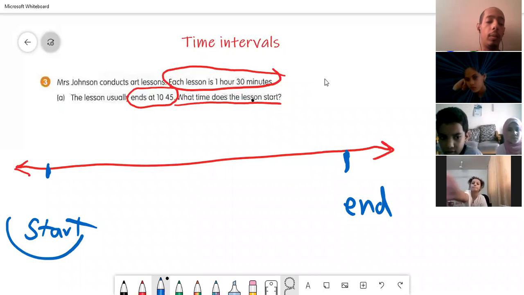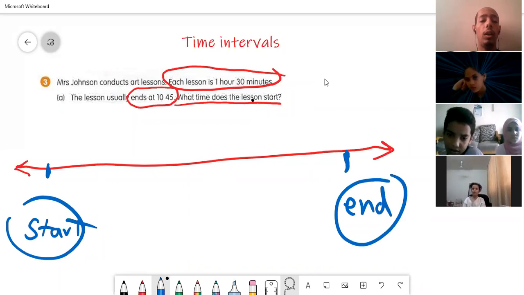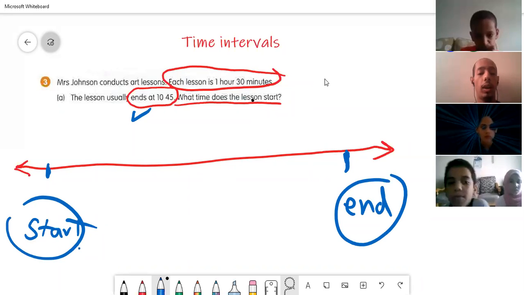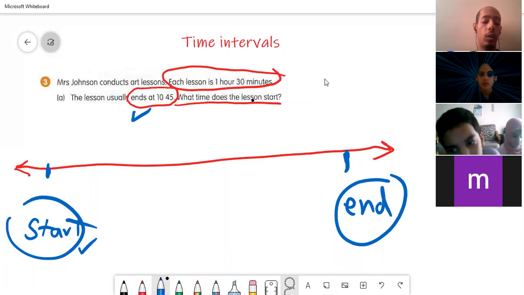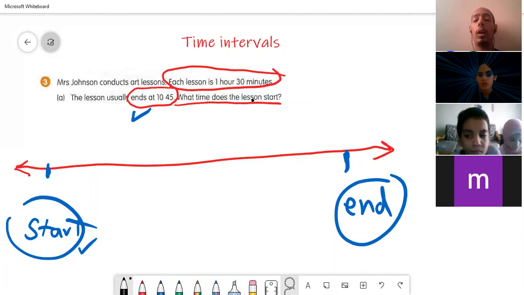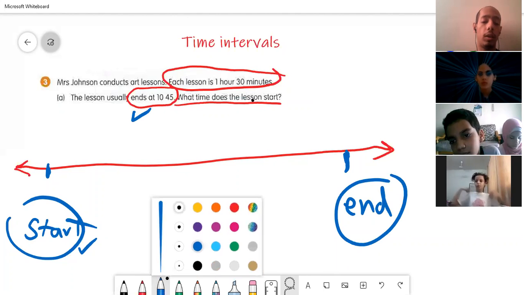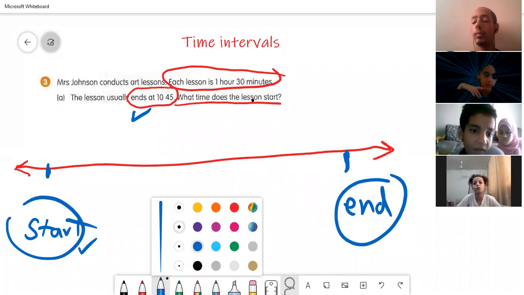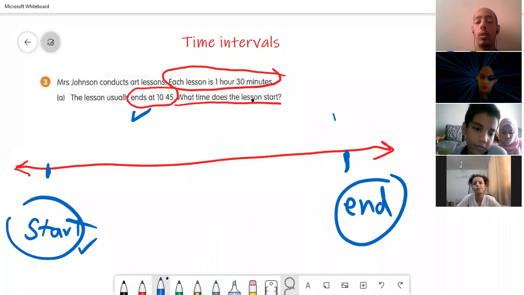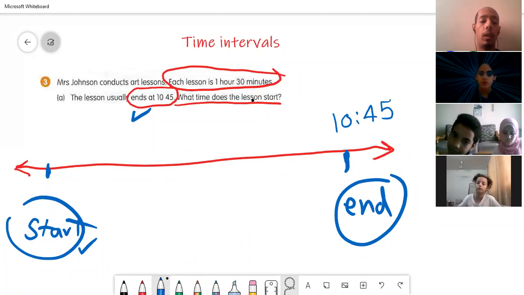You see the start time, you see the end time. We are given the end time. We should find the start time of the lesson. How could we do that? We could do that by counting back, right? So what was the end time? 10:45. 10:45, right?